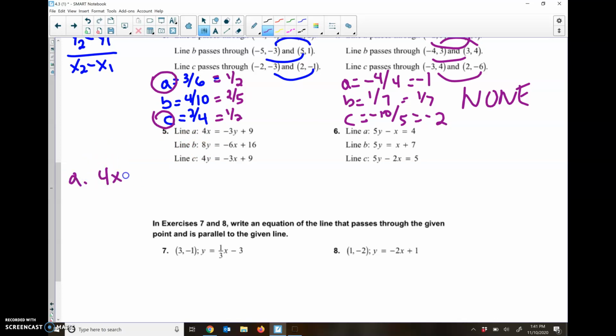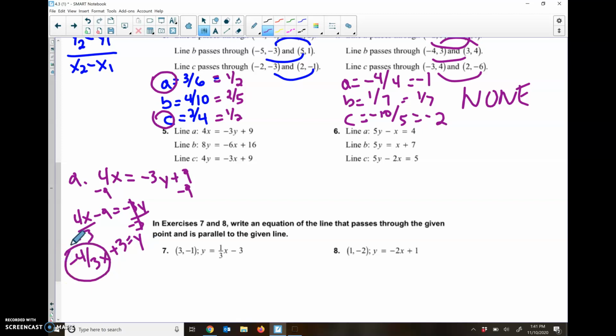So if I get this by itself, I'm going to end up subtracting 9 from each side. So I have 4x minus 9 equals negative 3. Divide by negative 3. So I have negative 4/3 x plus 3 equals y. So I have negative 4/3 x as my slope.